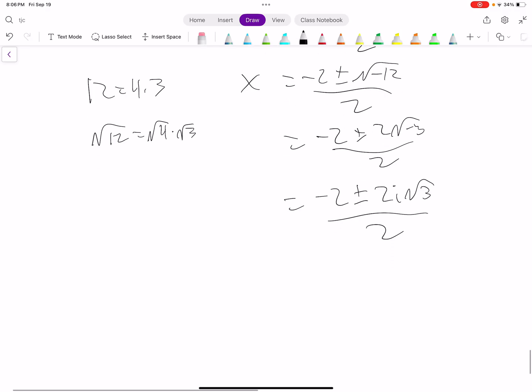Now we can take the 2 and divide. It will divide into this and that, and then you'll get -1 plus or minus i square root 3. And that's your final answer.